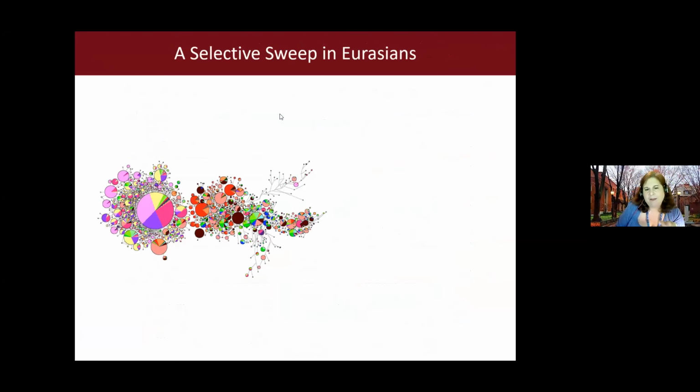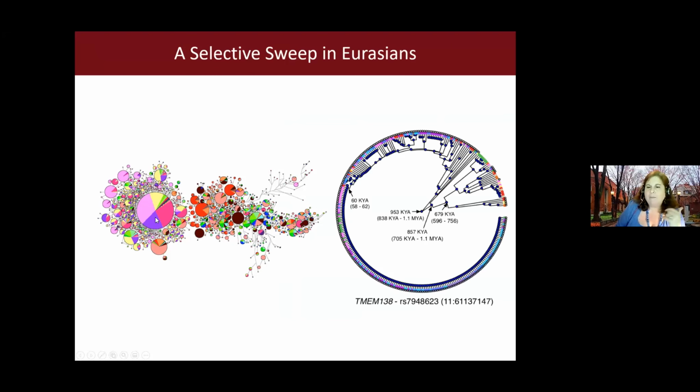And when we look at the haplotype network, this is over 200,000 base pairs. We see this common long haplotype in non-African populations. And when you look at the gene genealogy, you see this rapid coalescence of lineages from mainly outside of Africa that coalesce around 60,000 years ago, corresponding with the time of migration of modern humans out of Africa.